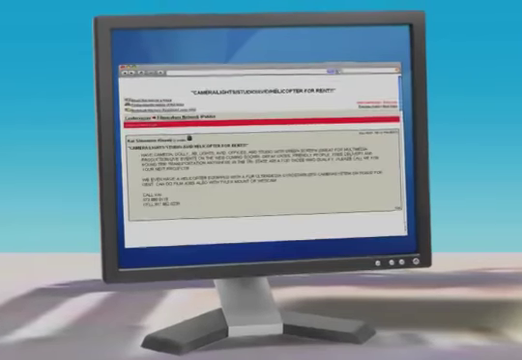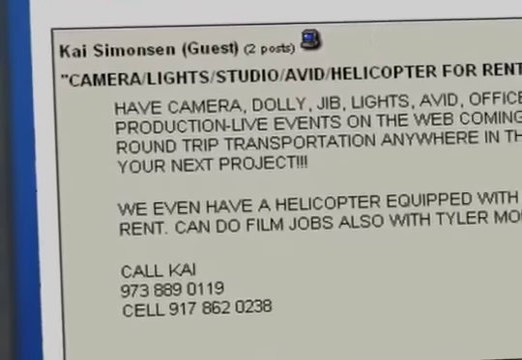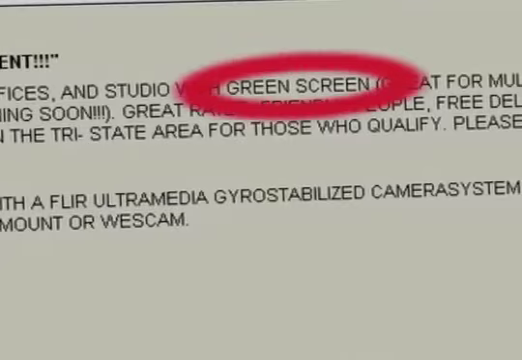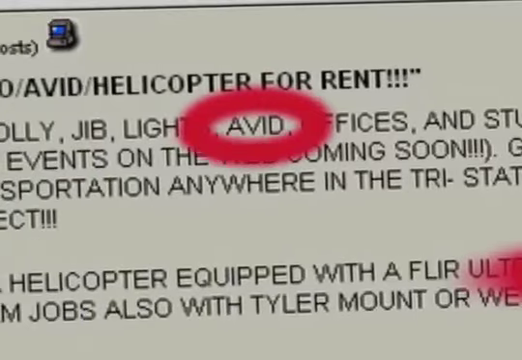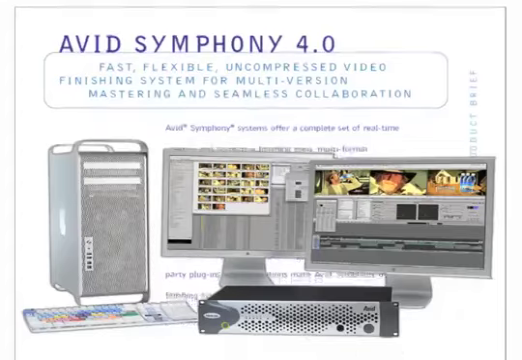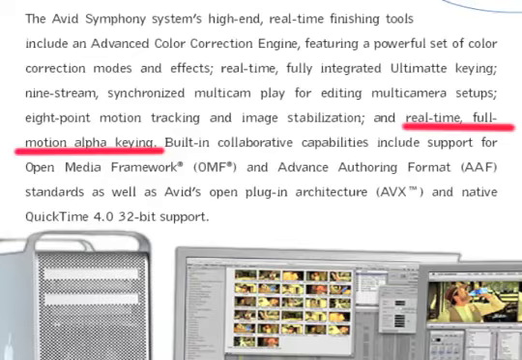By the way, Kai Simonson is not just a reporter for Fox 5. He also specializes in video compositing. In 2001, he was advertising his services of green screen compositing, helicopter videography, and an Avid system. Exactly the system needed to insert an airplane in real time. What are the odds of that? In any case, check out what happens next.